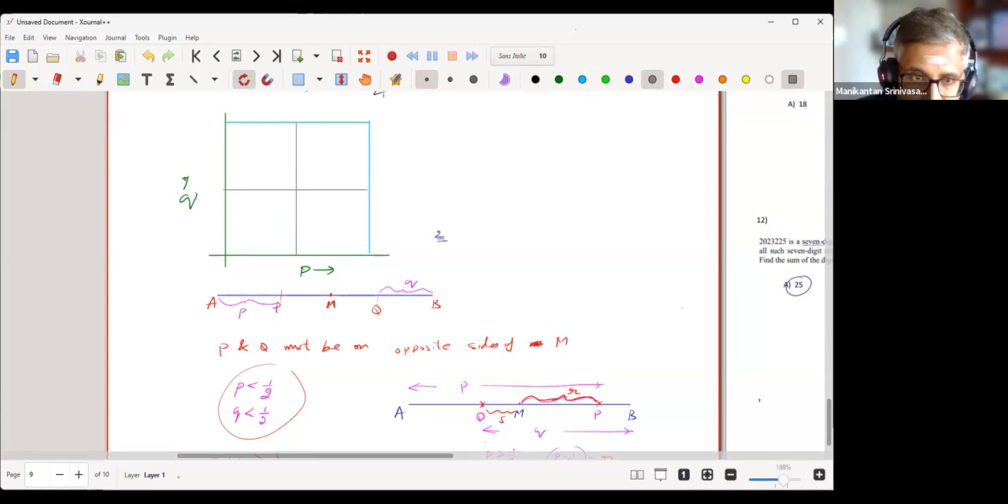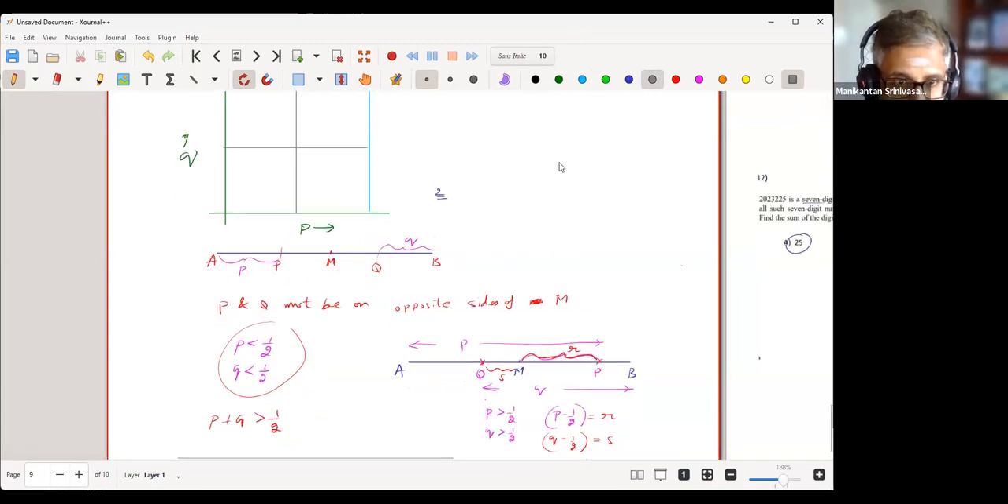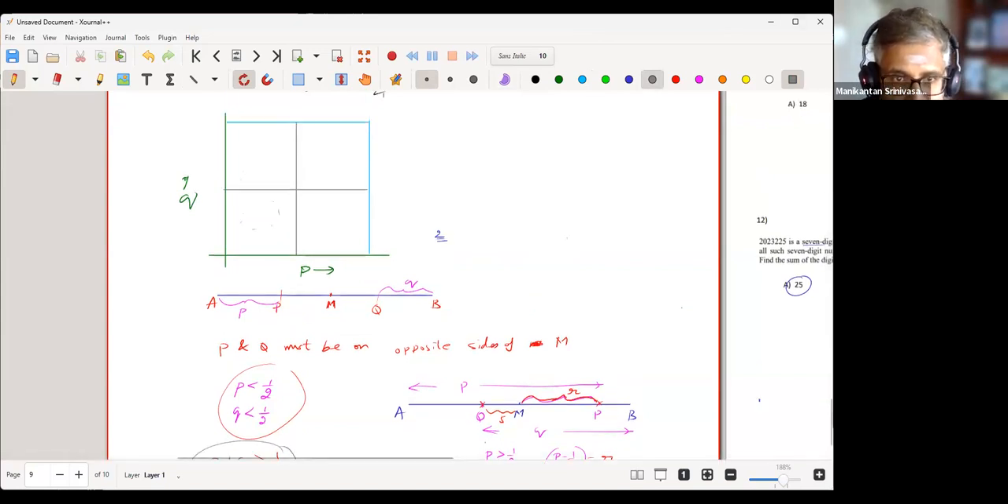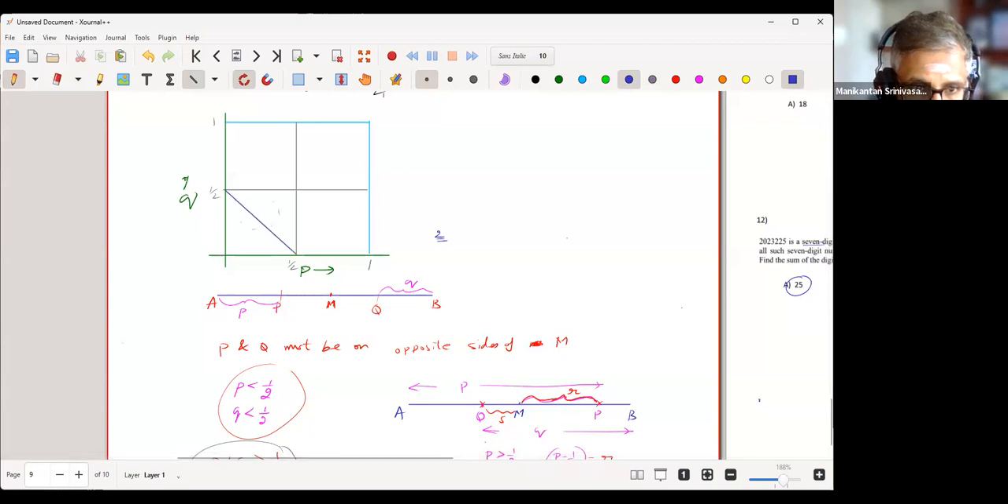Now, the case that we discussed yesterday was this bottom left, right? If P is less than half and Q is less than half, then in this zone we want P plus Q to be greater than half. Remember, this is 1 and this is half. So P plus Q equal to half will be this line from here to here.